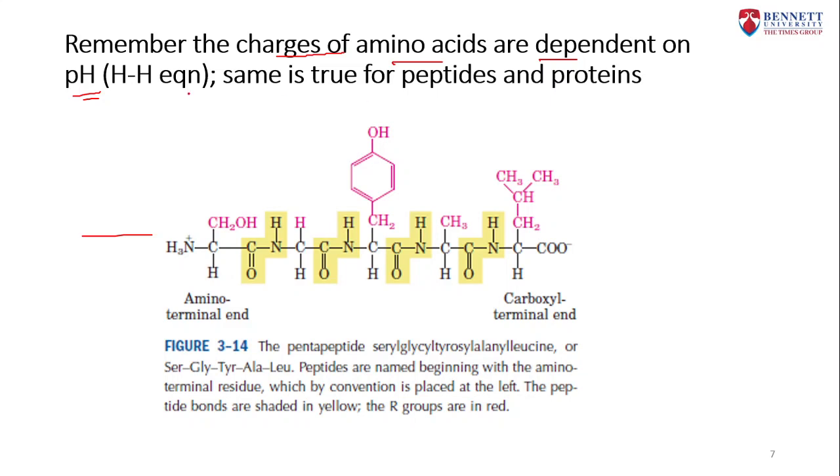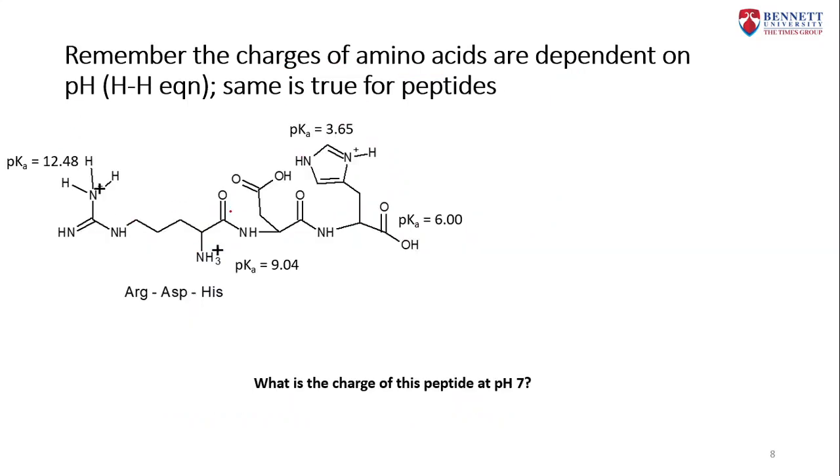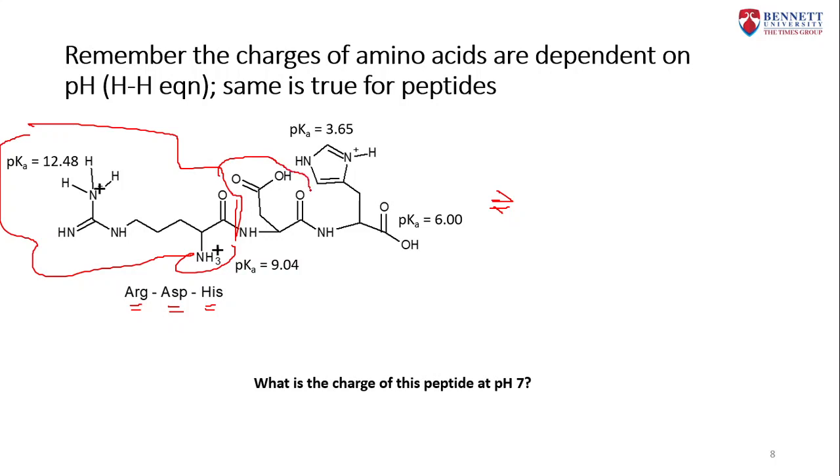So I'll give you an example, not on this one. I will use this particular one. This is a peptide of three residues: arginine, aspartic acid, histidine. So this part is the arginine part, followed by the aspartic acid part, which is right here, followed by the histidine part, which is right here.